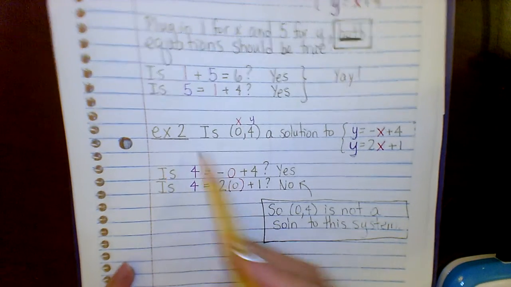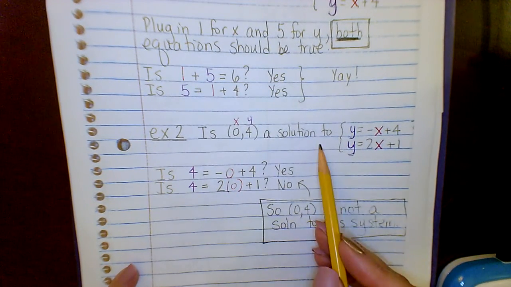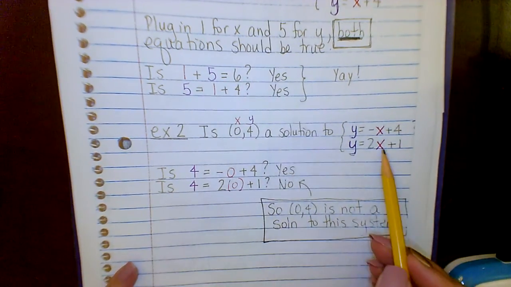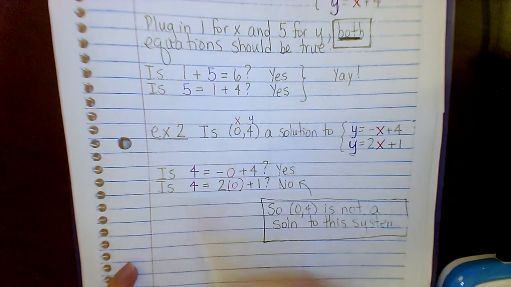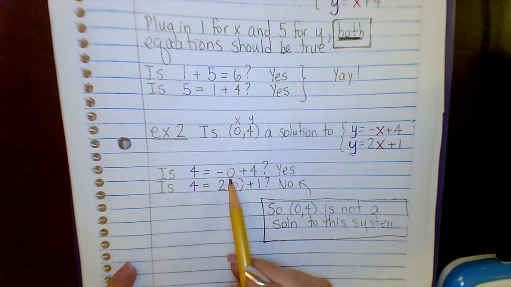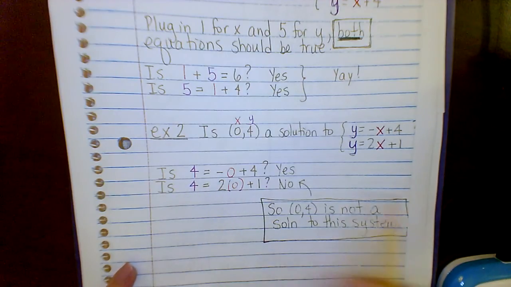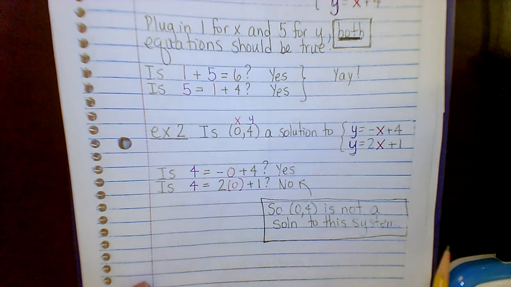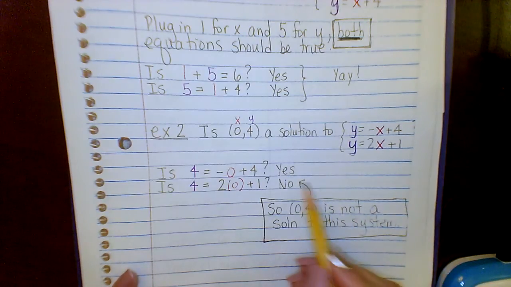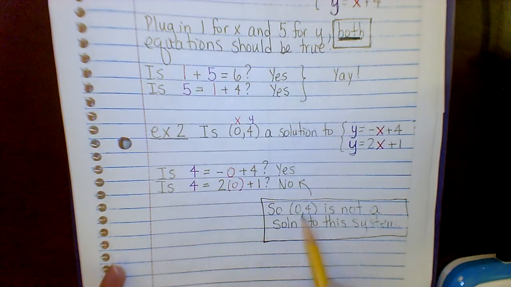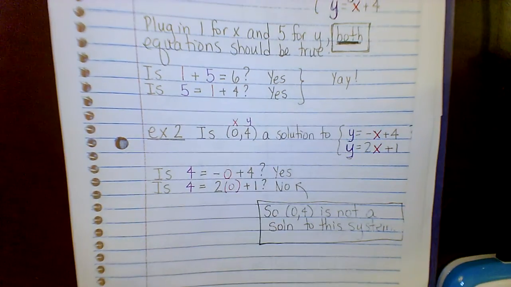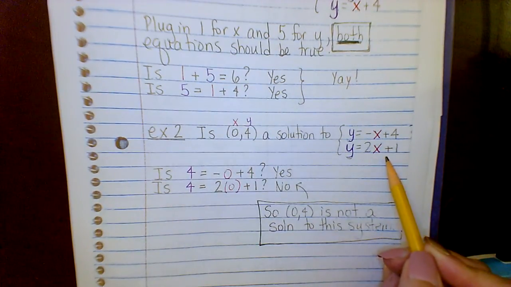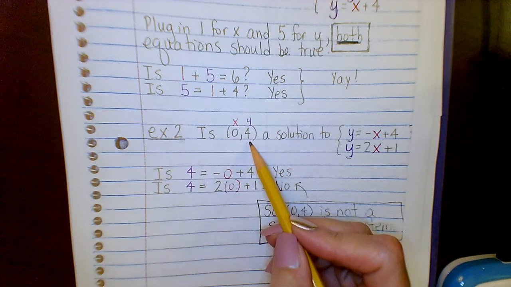So looking at this one, is (0, 4) a solution to this system? Well, let's plug in 0 for x and 4 for y. Is 4 equal to 0 plus 4? Yeah. Is 4 equal to 2 times 0 plus 1? No. If you get a no, then this point is not a solution. That means that these two lines do not intersect at (0, 4).